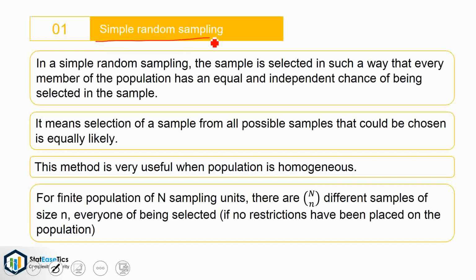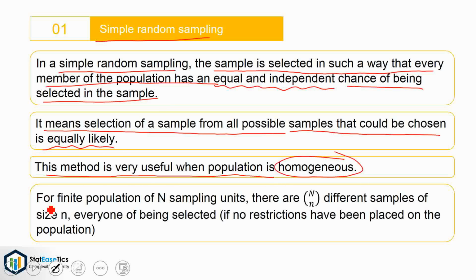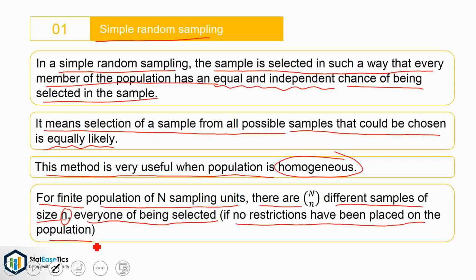Let's see simple random sampling. In simple random sampling, the sample is selected in such a way that every member of the population has an equal and independent chance of being selected in the sample. It means selection of a sample from all possible samples that could be chosen is equally likely. This method is very useful when the population is homogeneous. For a finite population of capital N units, there are NCn different samples of size small n, every one of them equally likely to be selected if no restrictions have been placed on the population.